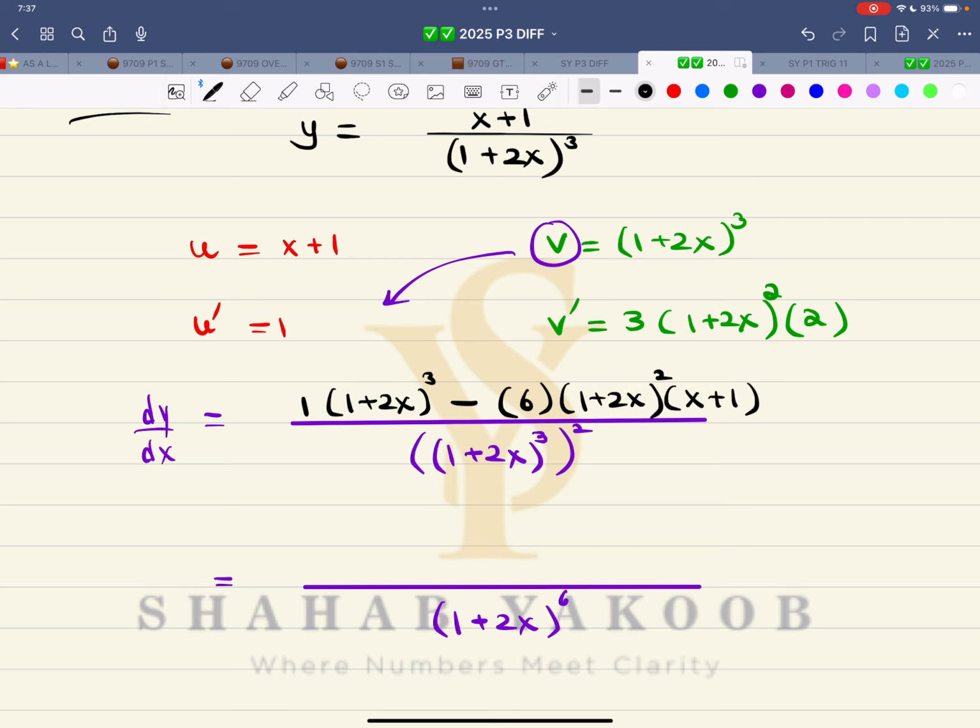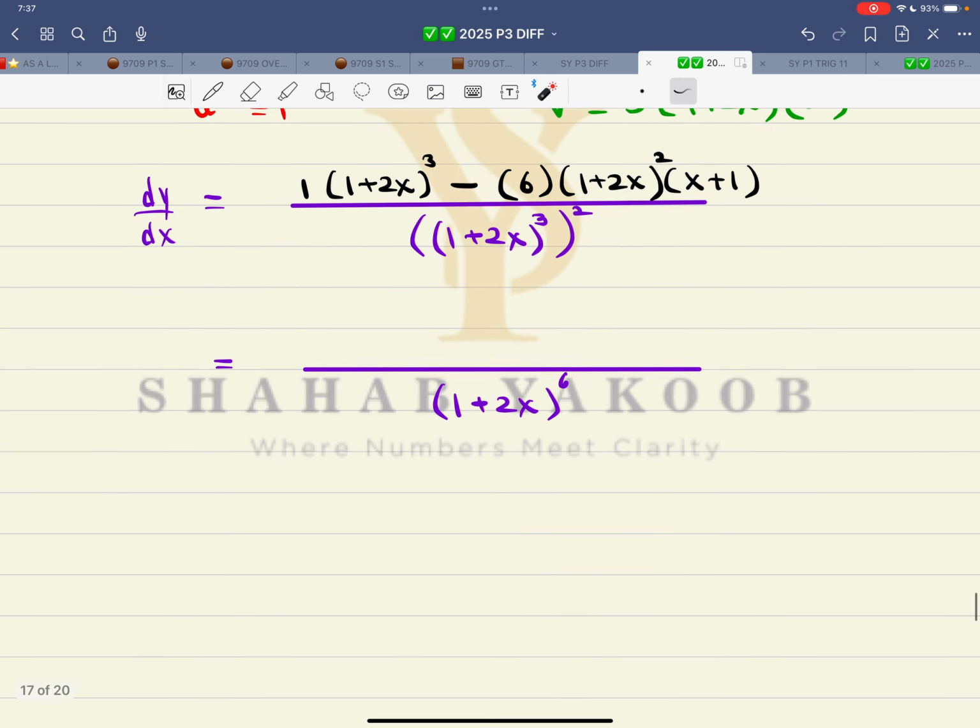Always a good idea to double check. So this is the cube thing into 1, cube thing into 1. Negative sign, 3 into 2 is 6, into this thing square, all good, into x plus 1. Perfect. So now I should take something common.